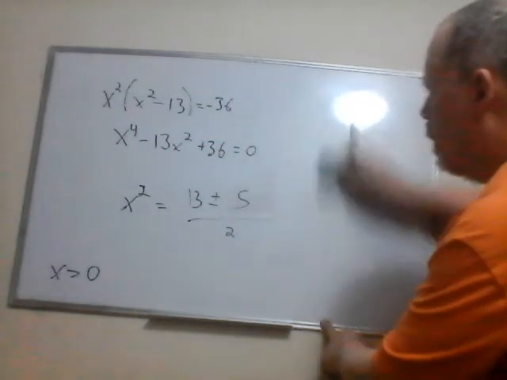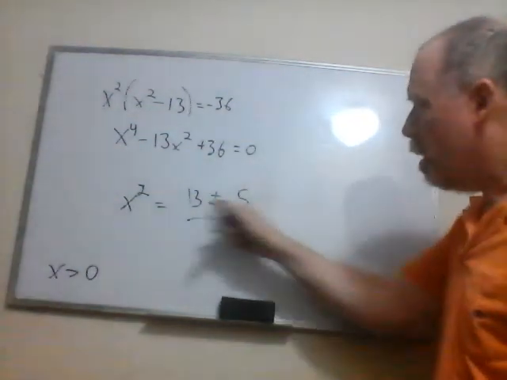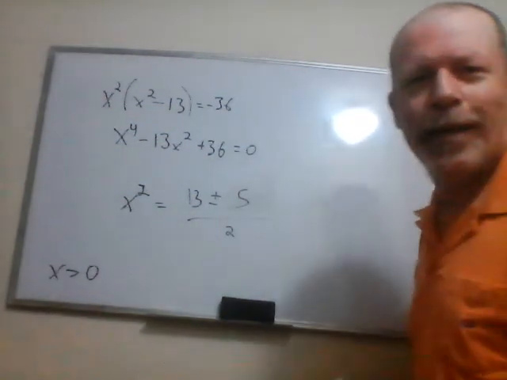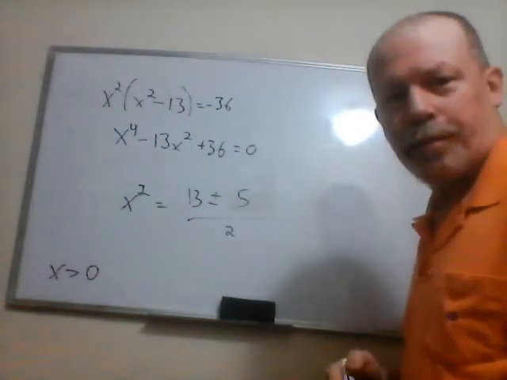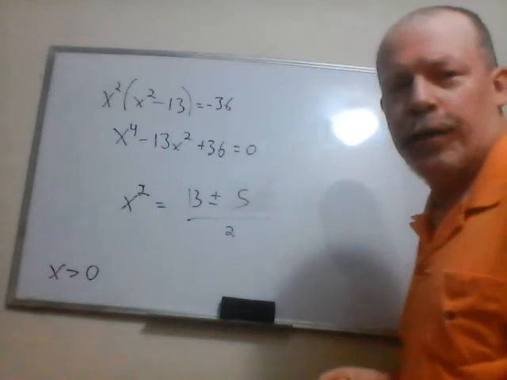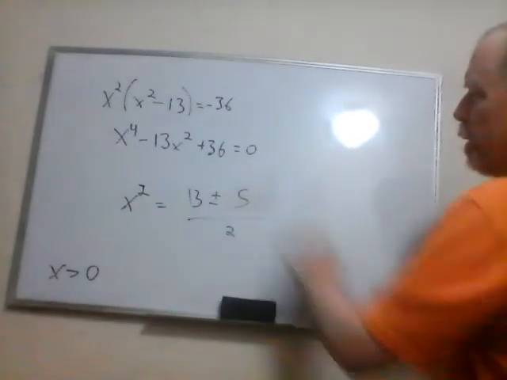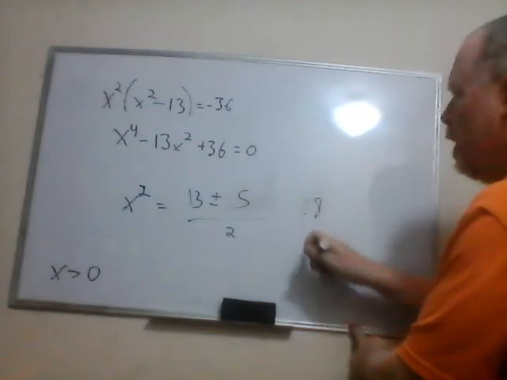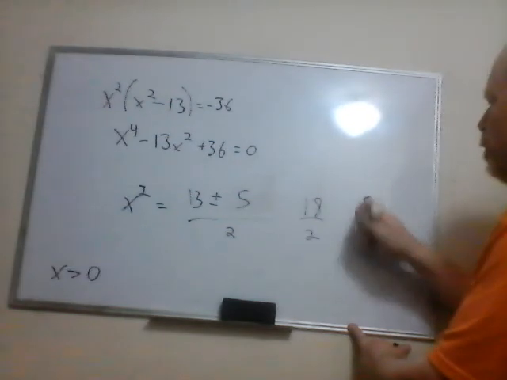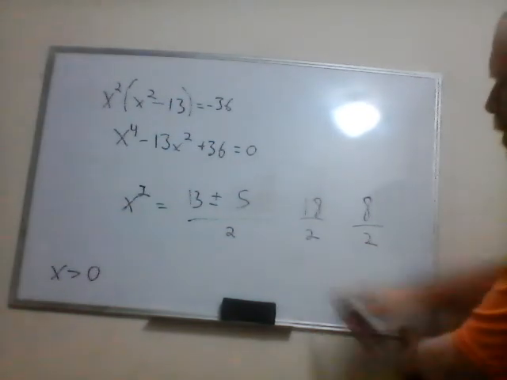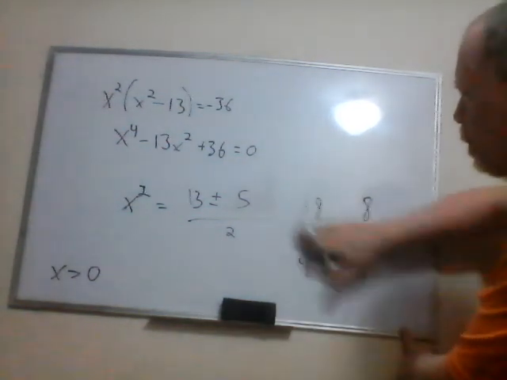And I know these are odd numbers, and you see this again and again in this practice material. If you provide these two solutions over 2, you can reduce them easily because the odd numbers will become even. 13 plus 5 is 18, so it's 18 over 2. The other solution is 13 minus 5, which is 8 over 2. So that becomes 9, and that becomes 4. And we're going to take these square roots.